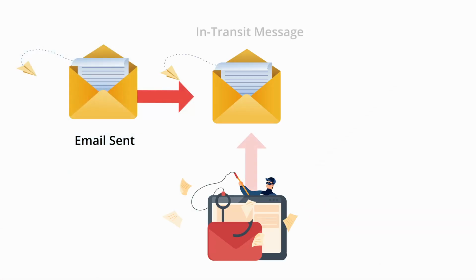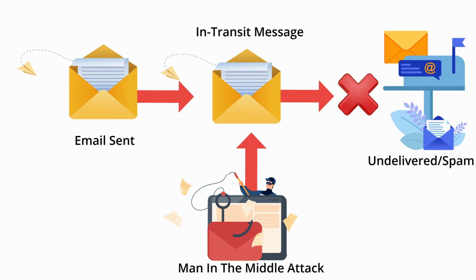So when you send an email to a recipient, if you don't have a DKIM record, what that basically means is a hacker can intercept that message in transit through what they call a man-in-the-middle attack. And if this does happen, guess where your emails are going to land? You got it. In the spam folder, or worst case scenario, they will actually get rejected.